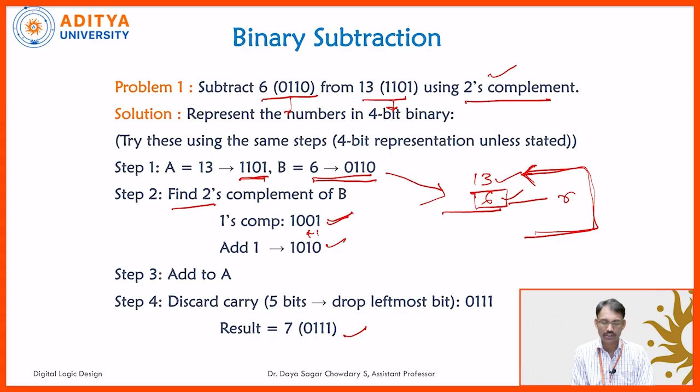Calculating the 1's complement of 6 gives 1001, and adding 1 to the 1's complement gives 1010. Finally, this 1010 is added to a, which is 13. So this is a simple representation. Simply, we calculate the binary subtraction in this way.